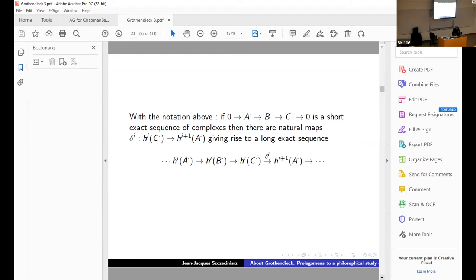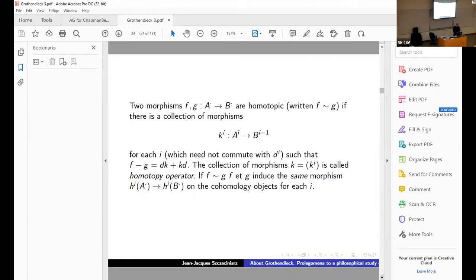And so we can see what is the significance of the homotopy. If two morphisms f and g are homotopic, in this sense, there is a collection of morphisms k, for each i, which need not commute with d, such that f minus g is dk plus kd. The collection of morphisms is called a homotopy operator. If f and g are homotopic, they induce the same morphism on the cohomology object for each i.